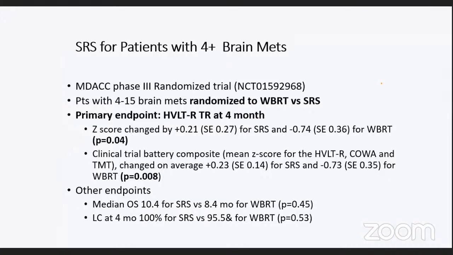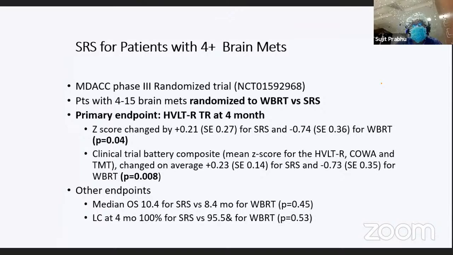A slide from Dr. Lee. This is unpublished data. Again, we looked at stereotactic radiation therapy for 4 plus brain metastases. This will be published soon. Again, the endpoint was to look at cognitive scores at 4 months. The patients were randomized to either whole brain radiation versus stereotactic radiation, and you can see there are a number of metastases that could be treated. And as you can see from the results, stereotactic radiosurgery clearly helped in preserving cognitive function.